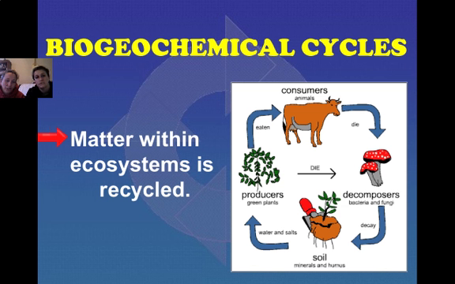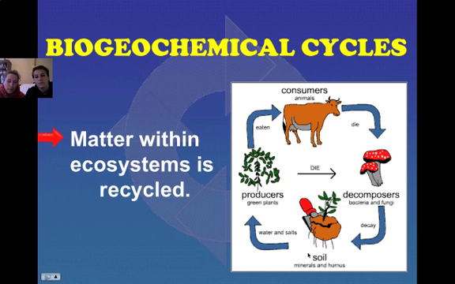So bio meaning life, geo is like the earth, and then chemical obviously meaning chemicals. It's matter within ecosystems that's recycled. This is just a little diagram showing you an example of that. We start with the producers, which is like green plants. Two things can happen. They can either be eaten by consumers, which then they die and decomposers take over. Examples would be like bacteria and fungi.